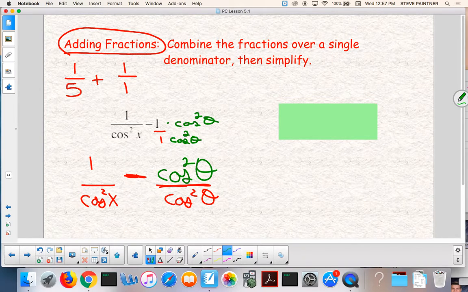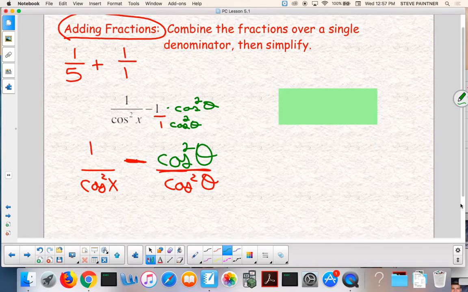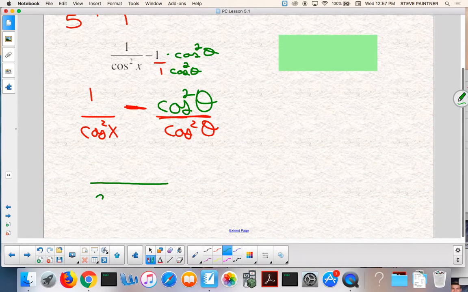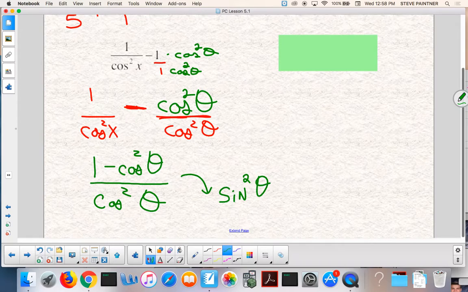Okay. Now you're asked to add or subtract, so we have to perform what it says. It says to subtract them. When you subtract, the bottom's not going to change, right? Common denominator, right there. Numerator is going to be what? 1 minus cosine squared. Sine squared over cosine squared. Right. Go back here. It's really just what? Sine squared over cosine squared.